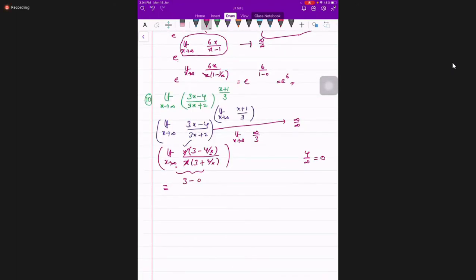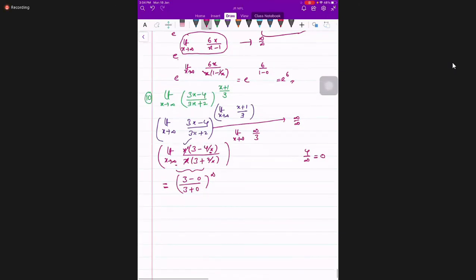0 divided by 3 plus 0, whole power. Infinity by 3 is how much? Infinity is a very big number, and that big number by 3 is also a big number only, no? Yes, sir. Okay. Now this is 1 power infinity or not?